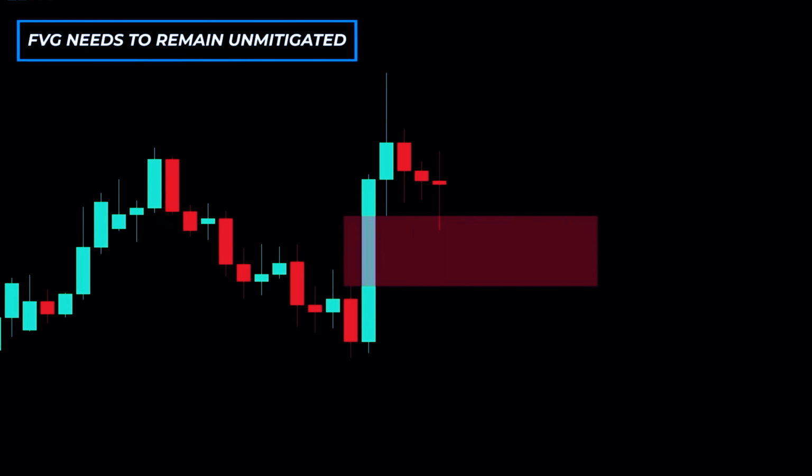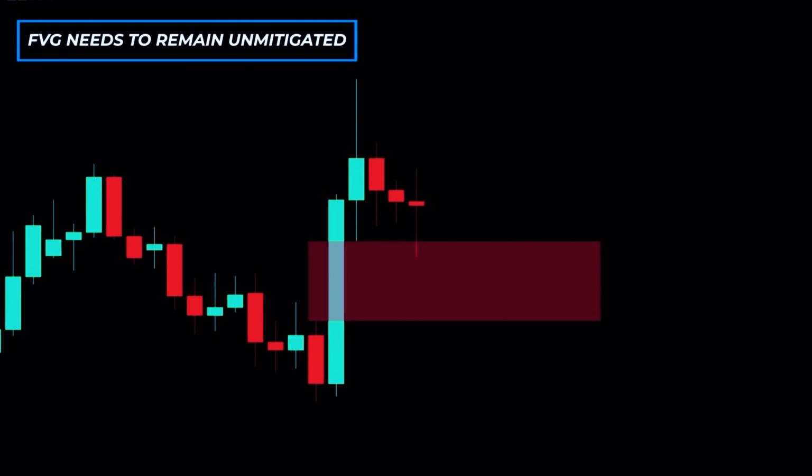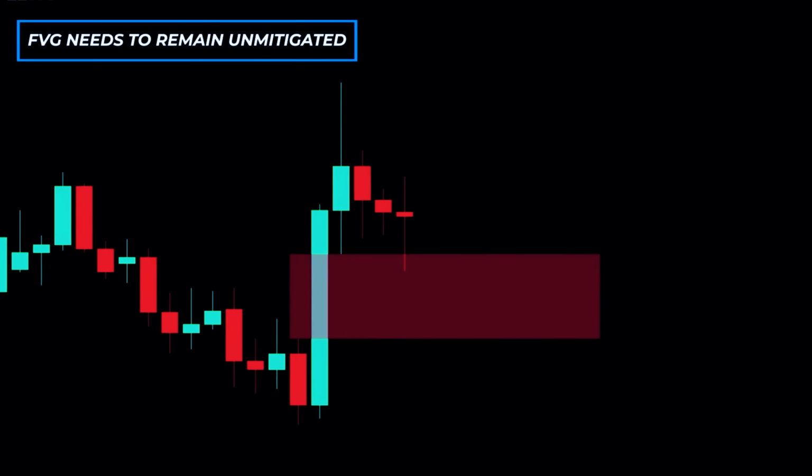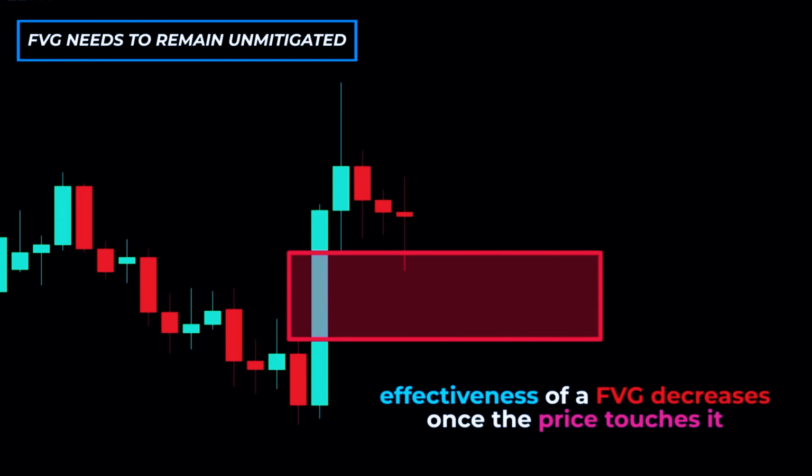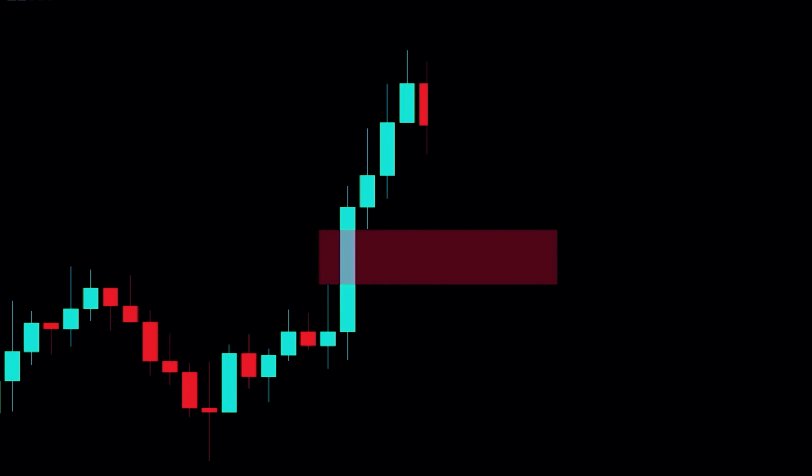to remain what's called unmitigated, which means not tested. And so whenever you see a fair value gap on a chart, you need to make sure that it hasn't been retested by the price yet, because the effectiveness of a fair value gap decreases once the price touches it for the first time. For example, if you see a fair value gap that forms, but you also notice that the price has already retested it, then it's no longer an effective fair value gap.